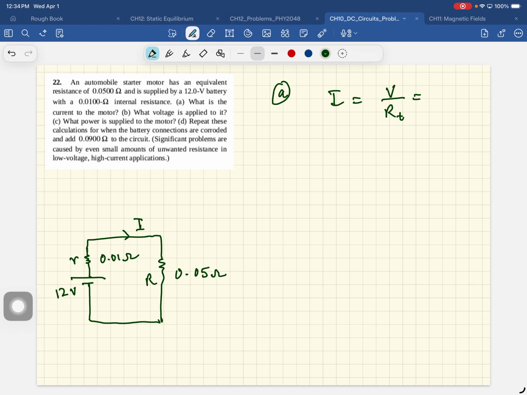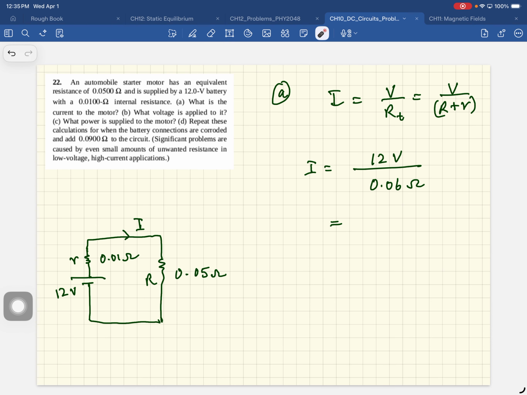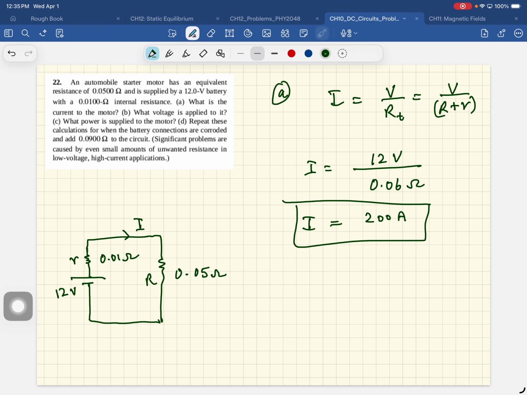R total, which is R plus little r. So the current in the circuit is 12 volts divided by 0.06 ohms. We'll multiply both by 100. That becomes 1200 divided by 6, which is 200. So to start your motor, you need a 200 amp current, and you're trying to do that with 12 volts. That's why the motor resistance had to be small.